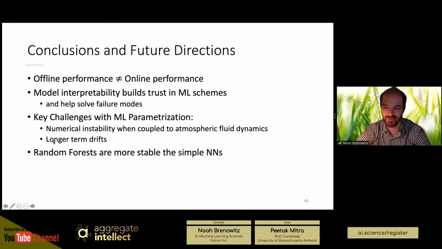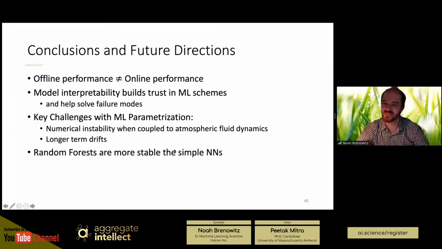We also have problems with longer term drift. It's another application of this problem of online versus offline: once you turn on the fluid dynamic solver, it's pretty hard, because the machine learning is trained in the absence of the fluid mechanics solver, so it doesn't really know what to do in response to the fluid mechanics.